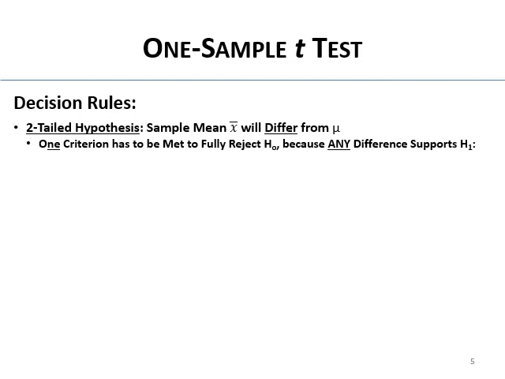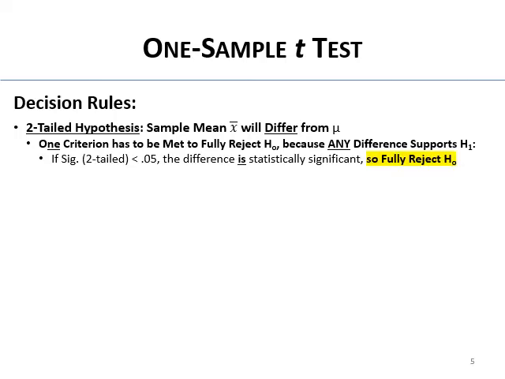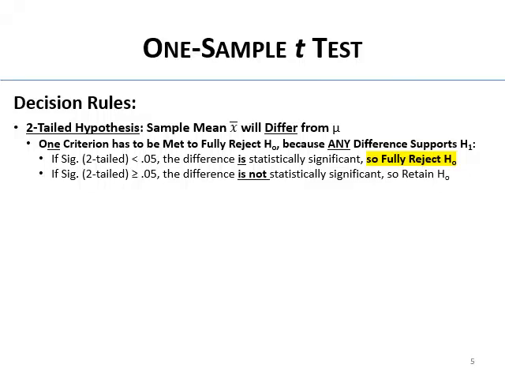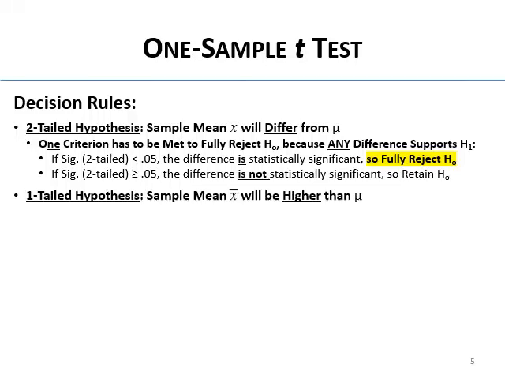So there are decision rules, just like for correlation, for how you reject a null hypothesis. Two-tailed hypotheses, again, you're just saying the sample mean can be different from the population parameter or estimate or mean. So there's exactly one criterion that has to be met to fully reject a null, because any difference supports the alternative. That is two-tailed sig. If it's less than 0.05, the difference is statistically significant. You can fully reject a null. If your two-tailed sig is greater than or equal to 0.05, it's not statistically significant. You'll retain the null. That's it.